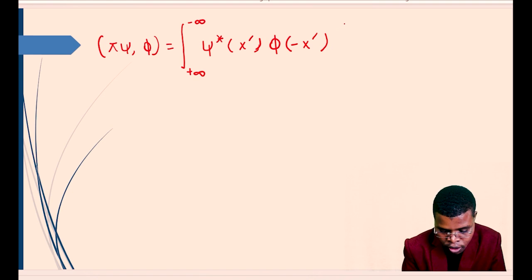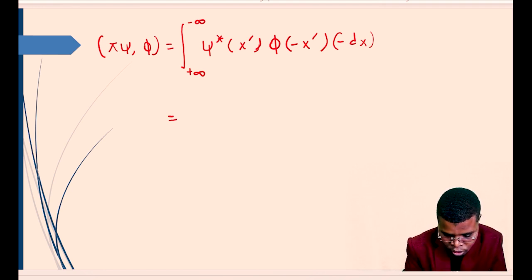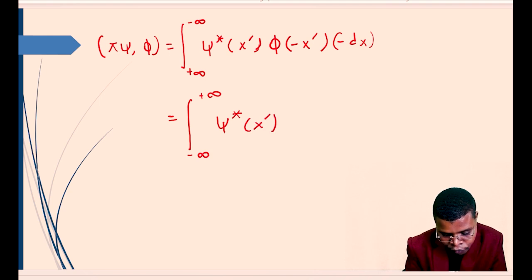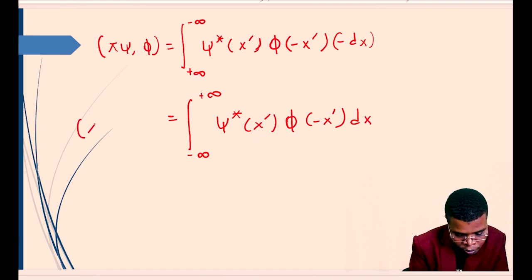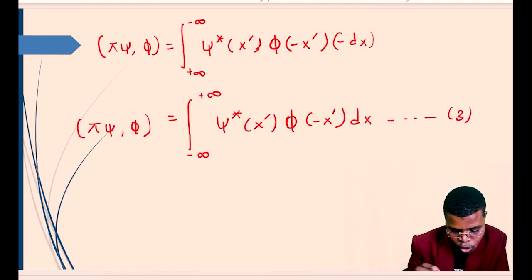Here we have dx. So now we will change it to minus dx′, since dx is equal to minus dx′. So we put this negative sign back. If we put this negative sign here, automatically the limits of this integral will change. It will become negative infinity to positive infinity of ψ*(x′) φ(−x′) dx′. This is ⟨Pψ, φ⟩, and we will call this equation number 3.